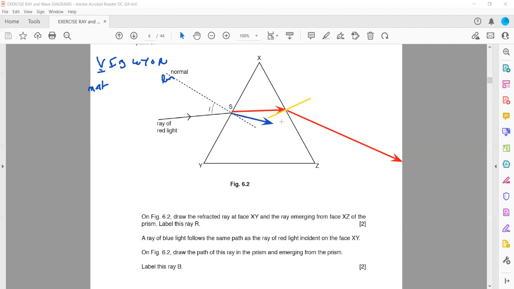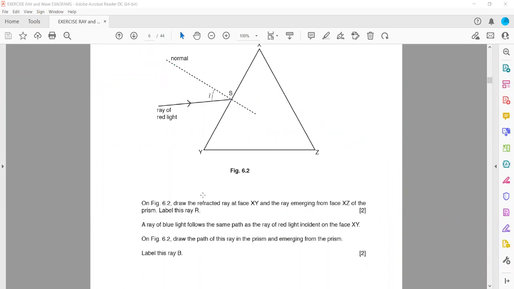So blue will bend least. Roughly we'll sketch, and it will bend away from the normal. Blue will bend most, red bends the least, so blue will bend the most. If there was a violet, then it will be further down. So according to the frequency, we can identify which one bends the most and which one bends the least.